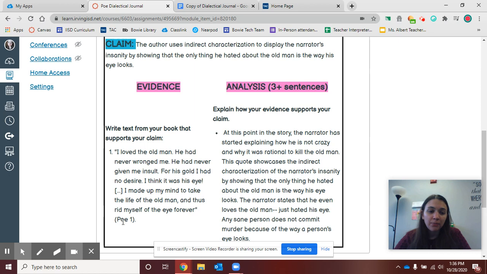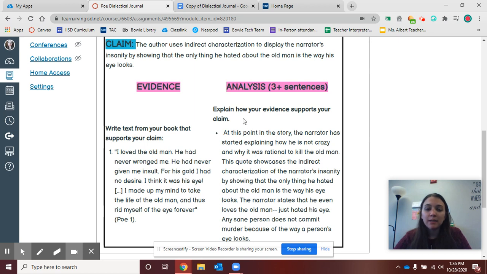I put the quotes, and then I put the parentheses, the author's last name, so in this case, Poe, the page number 1, and parentheses, and then I put the punctuation mark on the outside of the parentheses. So in this case, it was a period at the end, so I just put a period here. So that's the evidence that I found to support this claim that the narrator is insane.